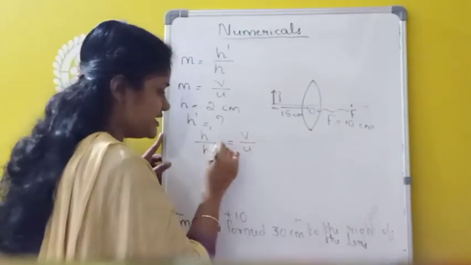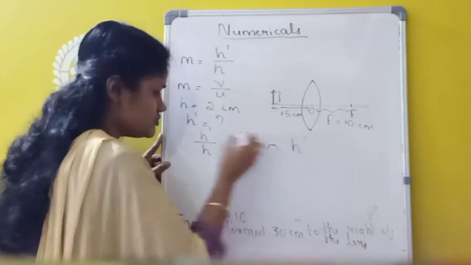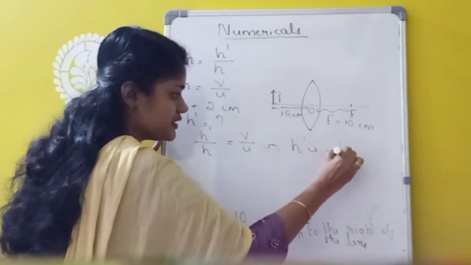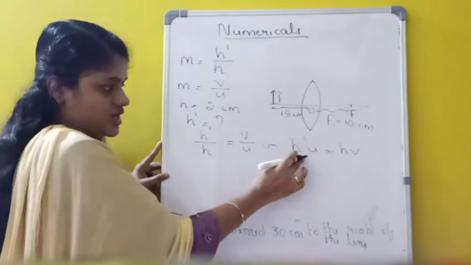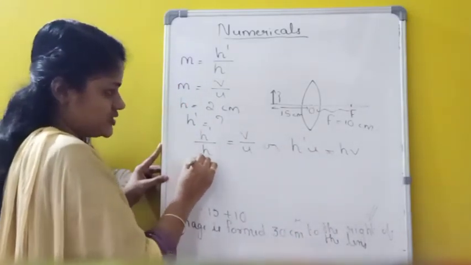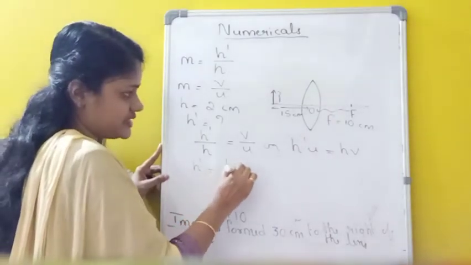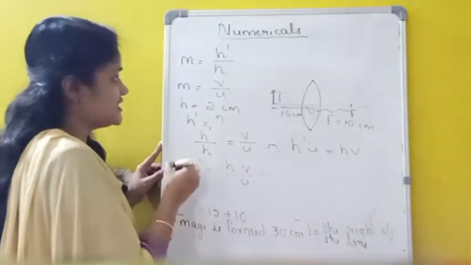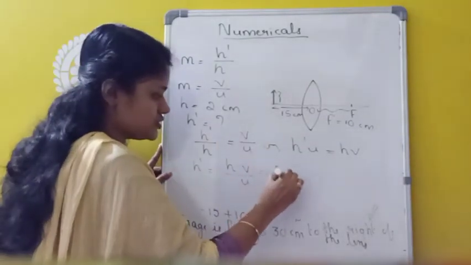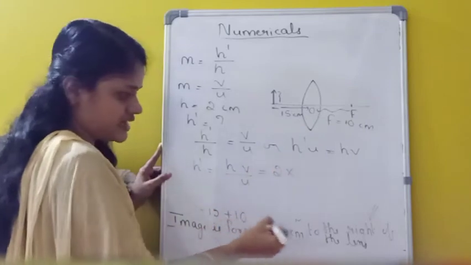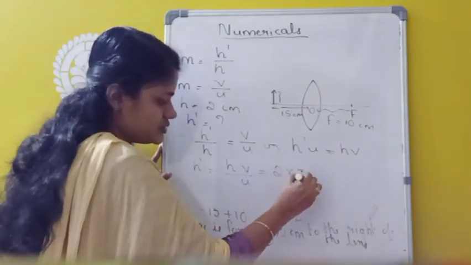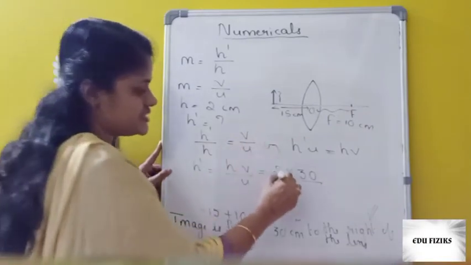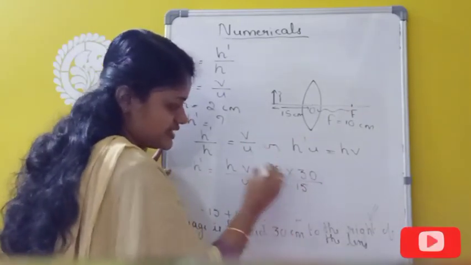So from this I am cross multiplying. What will you get now? h dash into u equals h into v. So from this we have to find h dash. h dash equals h v divided by u. That is equivalent to h is 2, 2 into v value, you got as 30, 30 divided by u value. u is minus 15.